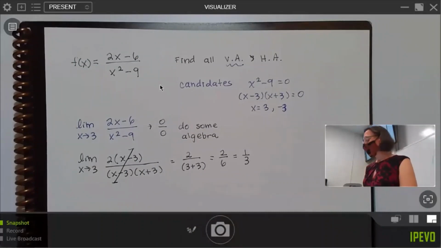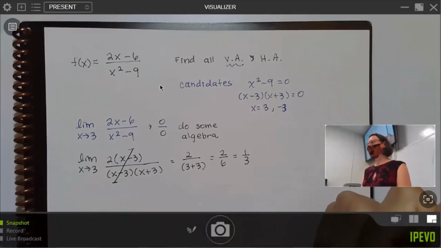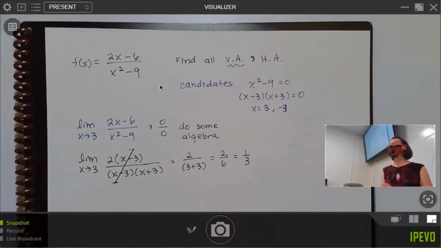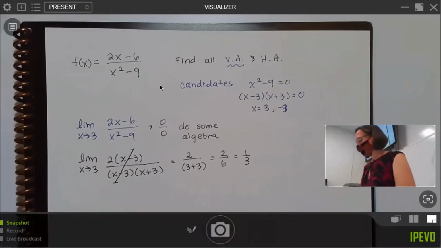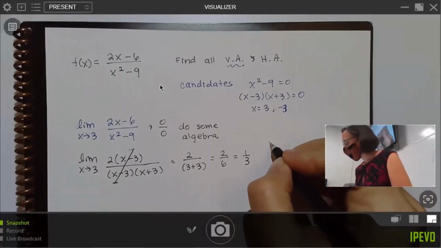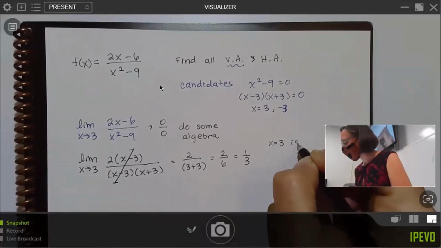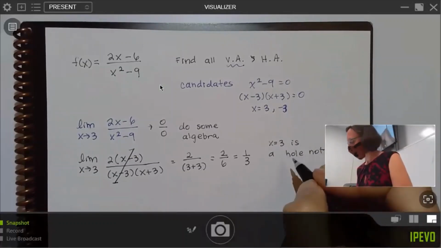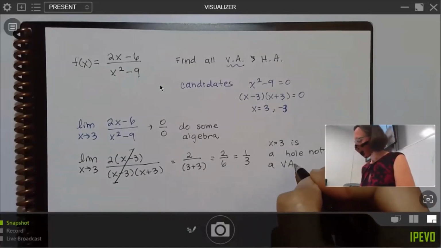By the way, that means that 3 is not a vertical asymptote, because we got a number. We did not get a number divided by 0. So this tells me that x equals 3 is a hole, not a vertical asymptote.